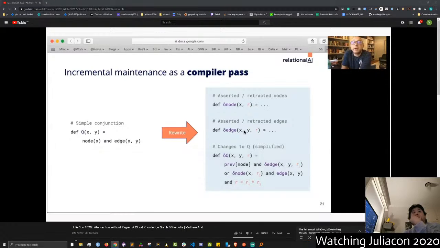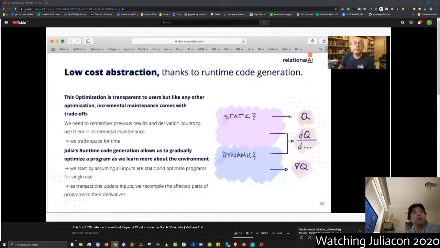And we support incremental maintenance on any program you can write in our relational language, including those that involve aggregations, negation, and existential quantification, recursion, and so on. It's really important to support the full language. Most database systems, if they support incremental maintenance, support it on a fragment of the language. So like any other optimization, incremental maintenance comes with trade-offs because we need to remember previous results to use them in incremental maintenance. So effectively, we're trading off space and time.